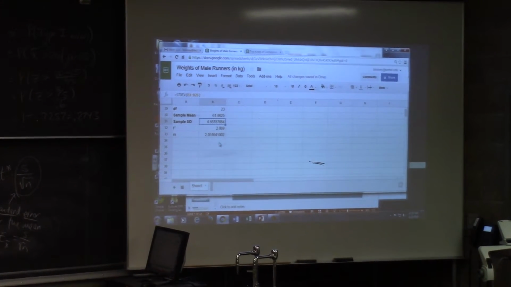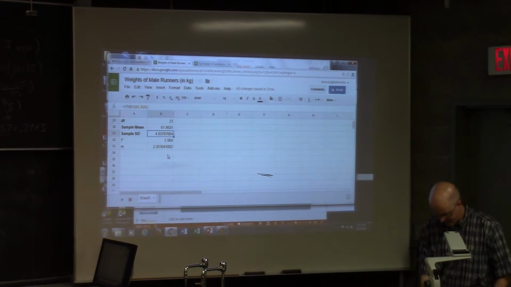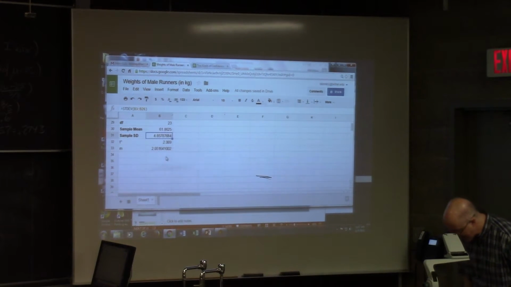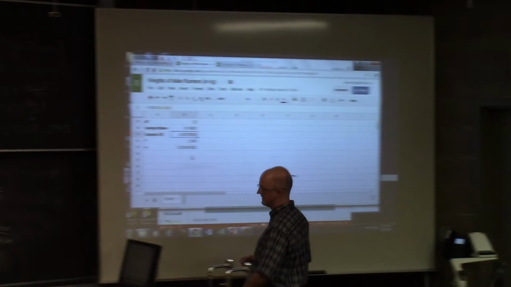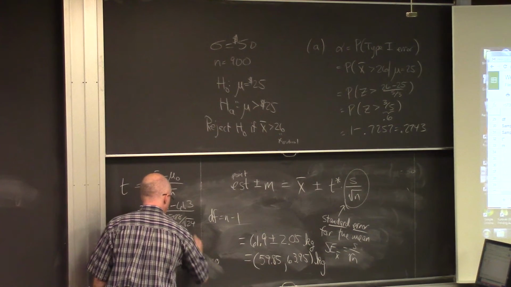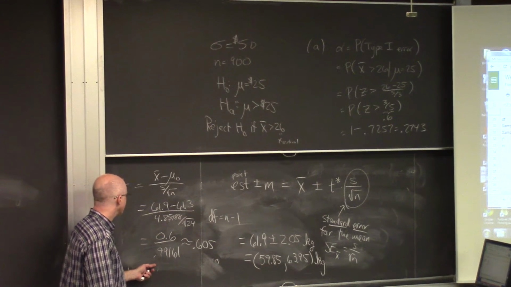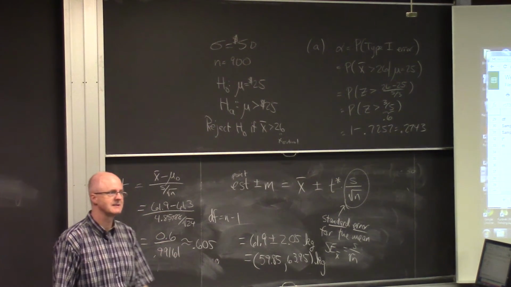catch me if you think I make a mistake anywhere, 4.85788 divided by square root of 24. I get 0.99161. 0.6 divided by that is about 0.605. That's what I said, right? 0.99161. Okay. So the t-statistic is about 0.6.